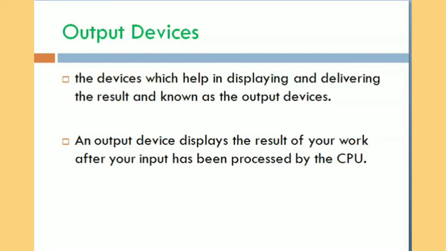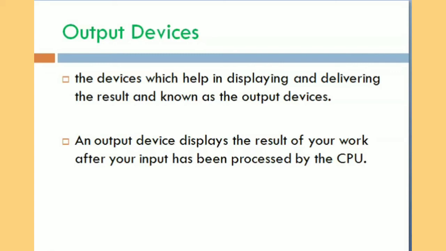So what is meant by output devices? The devices which help in displaying and delivering the result are known as output devices. Output devices display the result of your work after your input has been processed by the CPU. A computer generates various kinds of output depending upon the hardware and the software being used. Examples of output devices are monitor, printer, plotter and speaker.